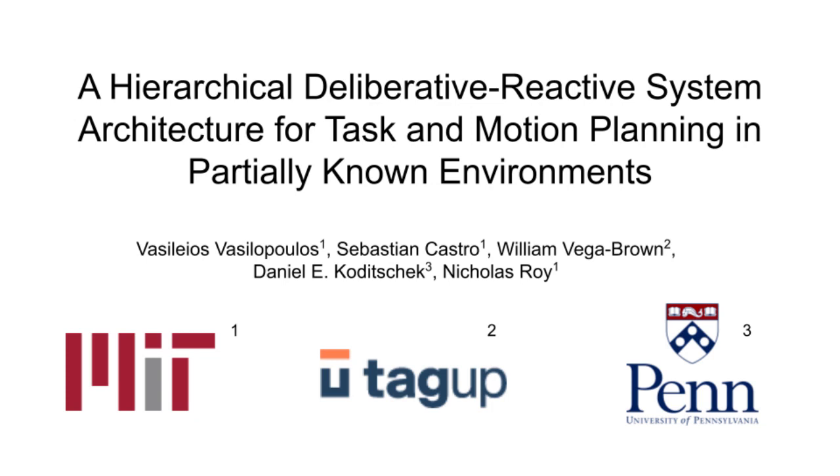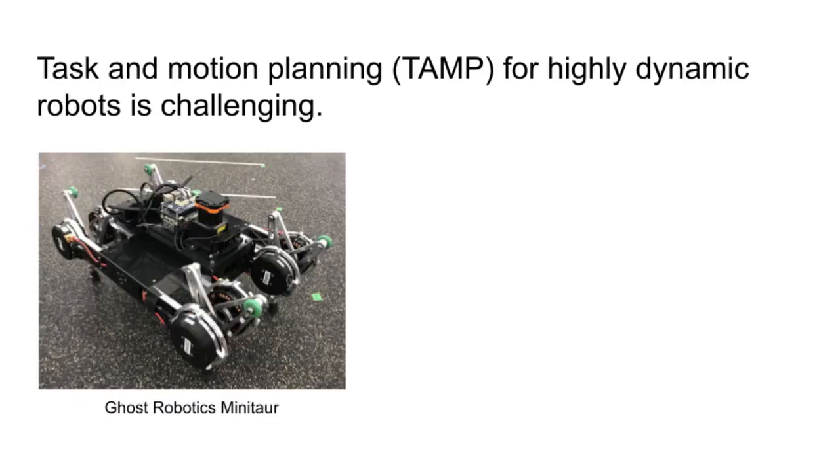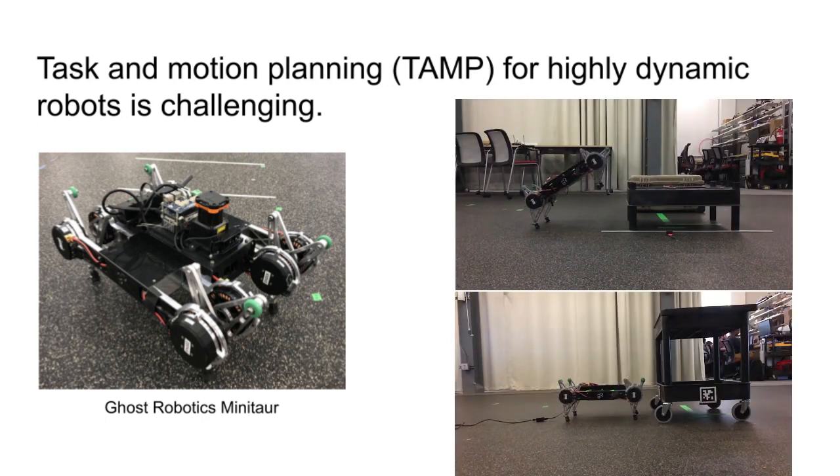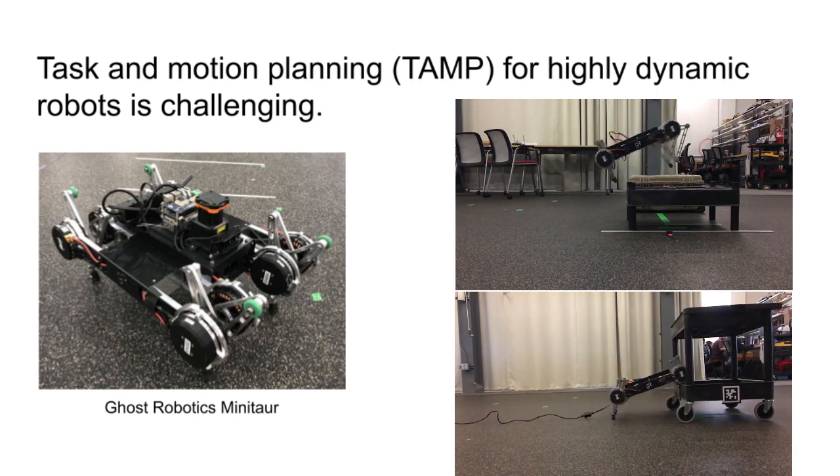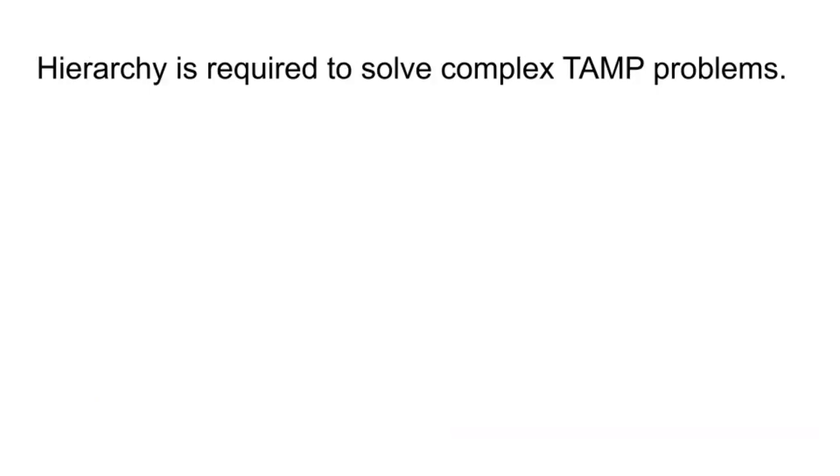We present our work on a hierarchical deliberative-reactive system architecture for task and motion planning in partially known environments. Solving complex tasks with highly dynamic robots like the Minotaur quadruped robot is challenging. This usually requires planning and execution of dynamic actions, such as walking, jumping, and manipulation of objects, usually in cluttered environments with static and movable objects.